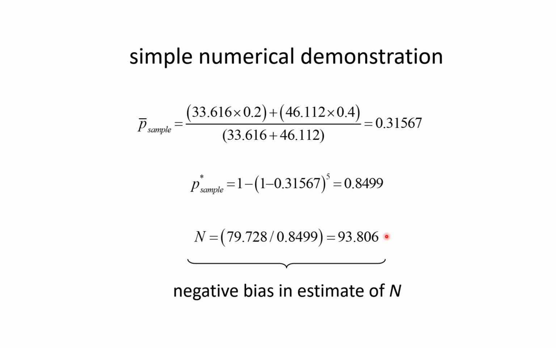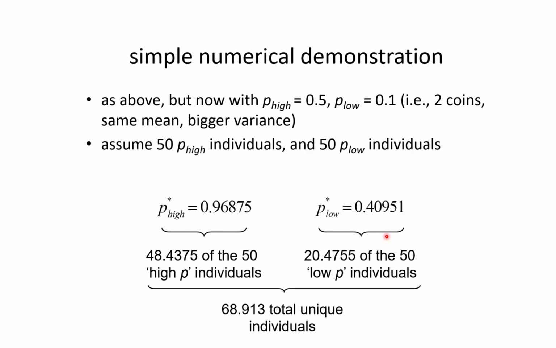All right, so what's another factor that we have to take into account? Well, let's run through the exact same exercise, but now we're going to make P for the high individuals 0.5 and for the low individuals 0.1. The mean is still 0.3, but the variance now is much, much bigger, okay? So we'll assume the same starting number of 50 high individuals and 50 low individuals. We have a P star for the high of 0.968. The P star for the low is 0.4095.